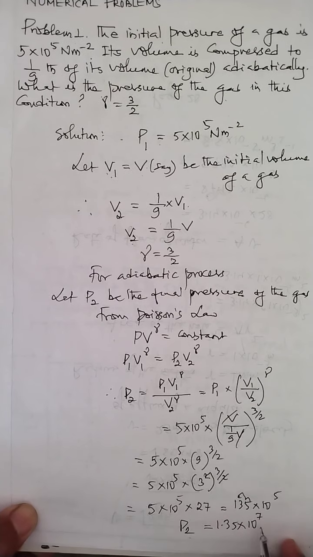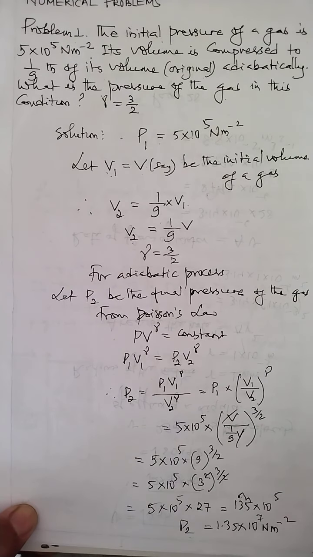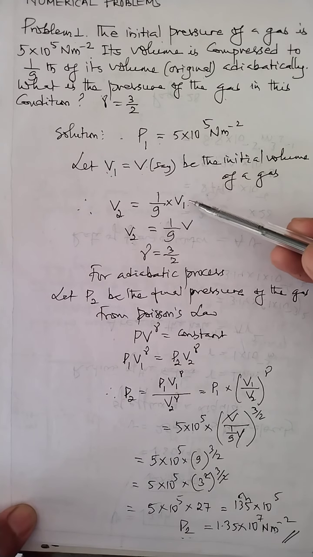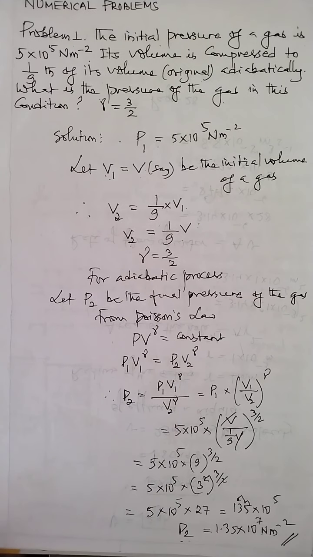So this is P2 and this is Newton per meter square. So when the gas is compressed, means when the volume decreases, pressure increases. So the final pressure is now 1.35 into 10 power 7 Newton per meter square. So this is the pressure that you need to apply to reduce the volume to 1 by 9th of V. Okay, so this is one of the numericals based on the adiabatic process.